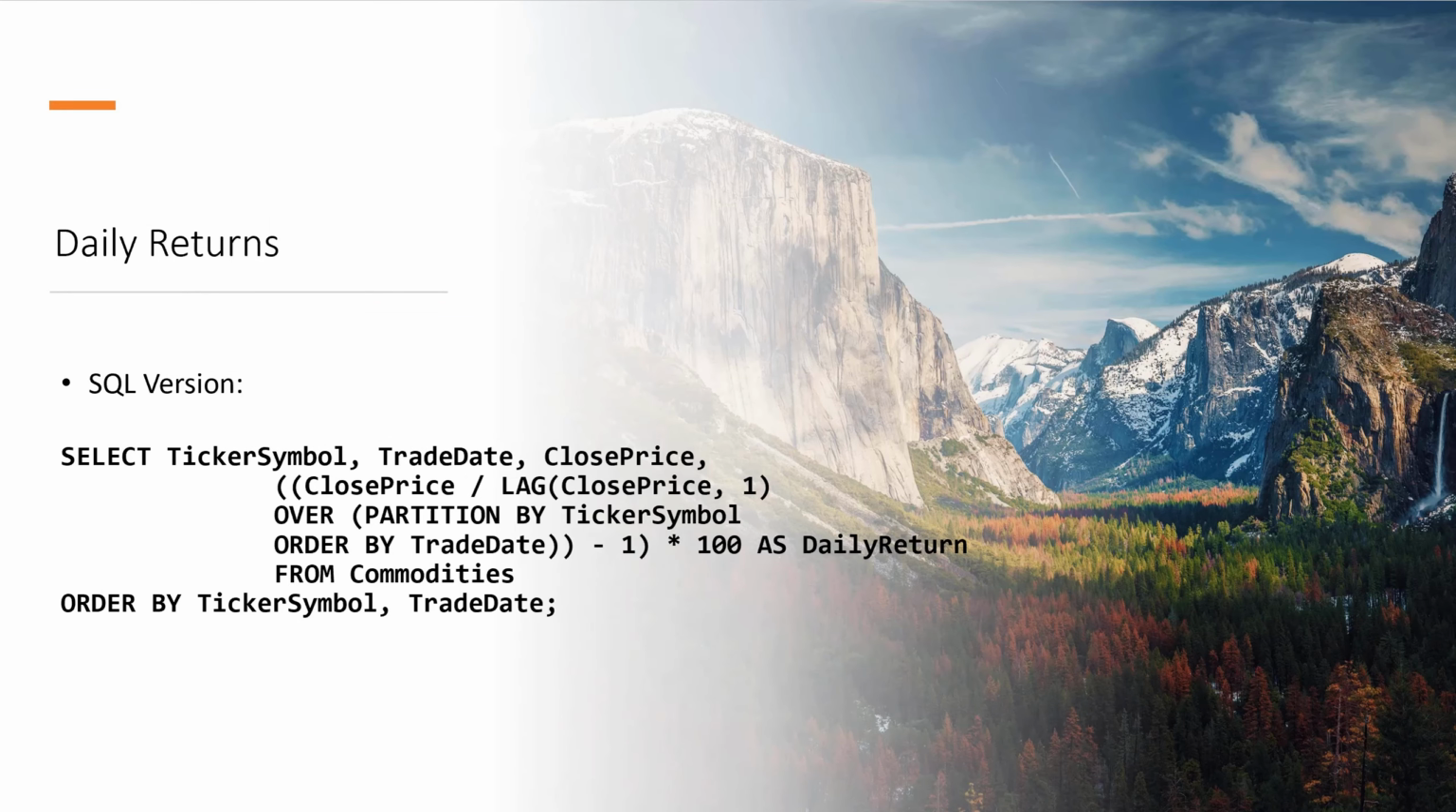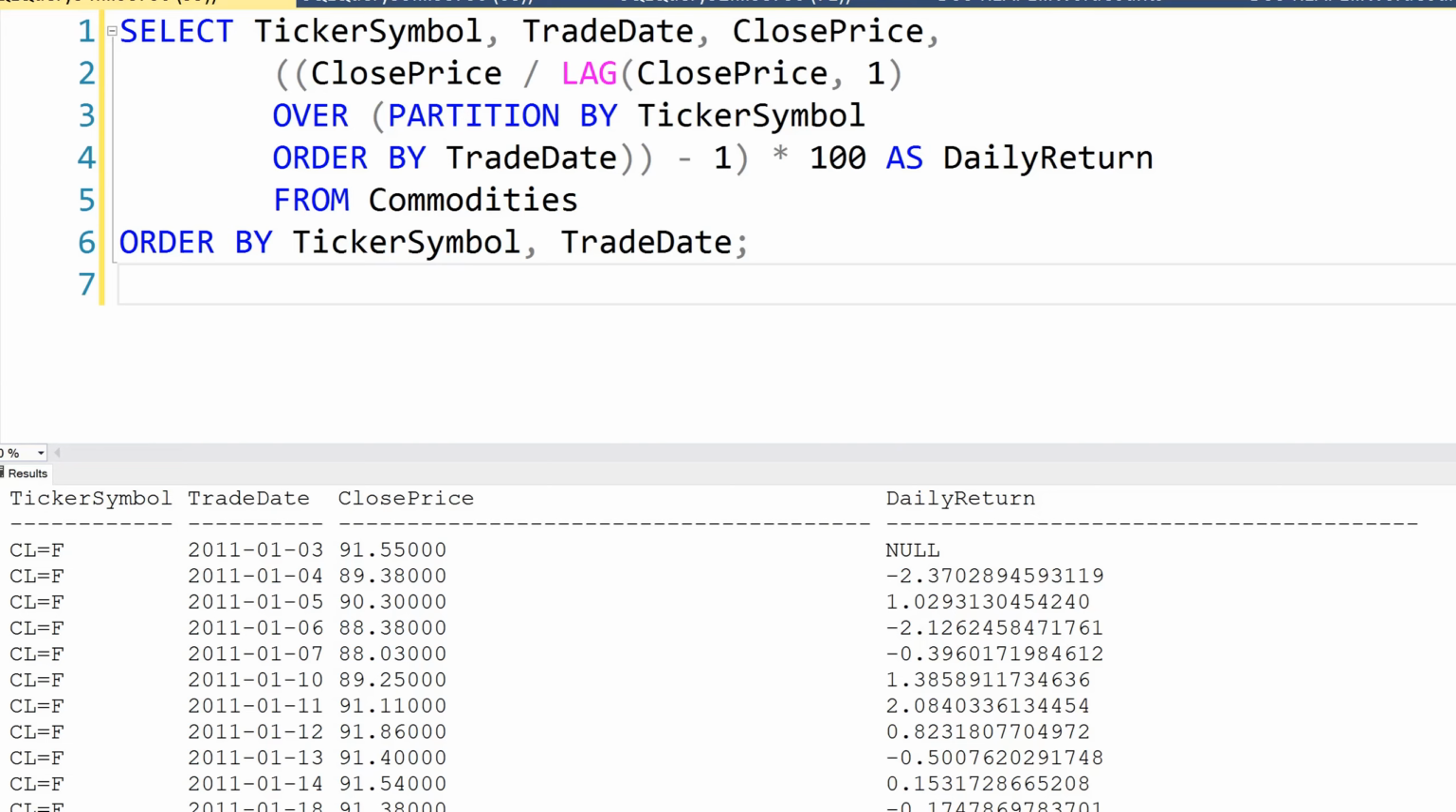So for this ticker symbol, the closing price on the first day was 91.55, and the return was null because that's the very first record and it has nothing to compare it to. Day 2, the closing price was 89.38, and so as a percentage it went down by 2.37%. So in finance, we love to calculate daily returns as we try to build portfolios and do other items.